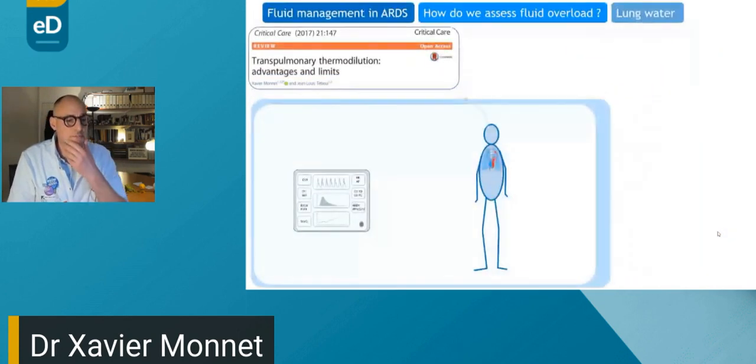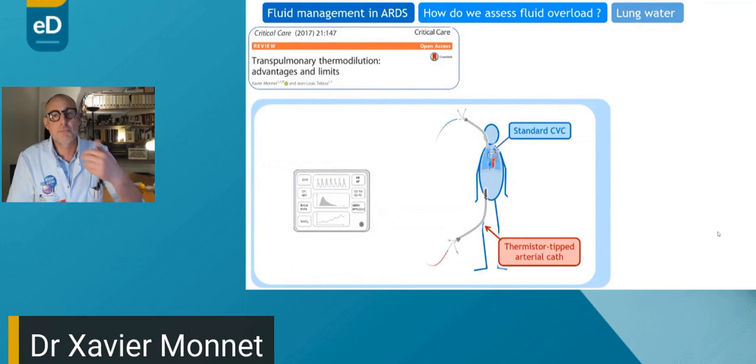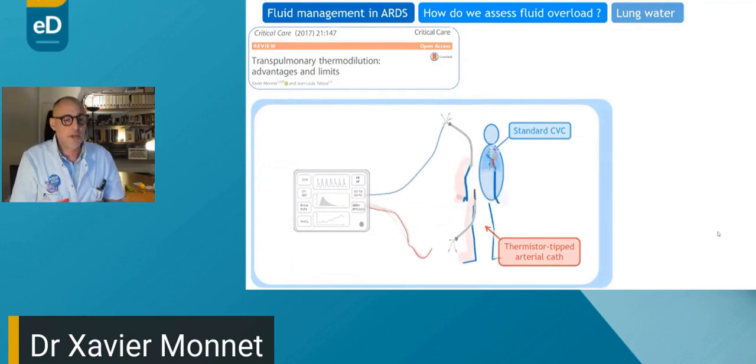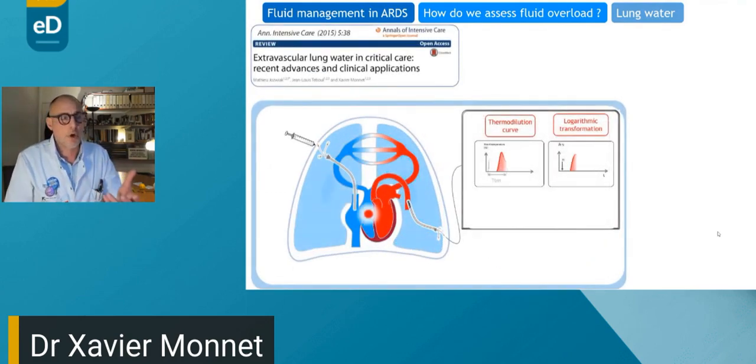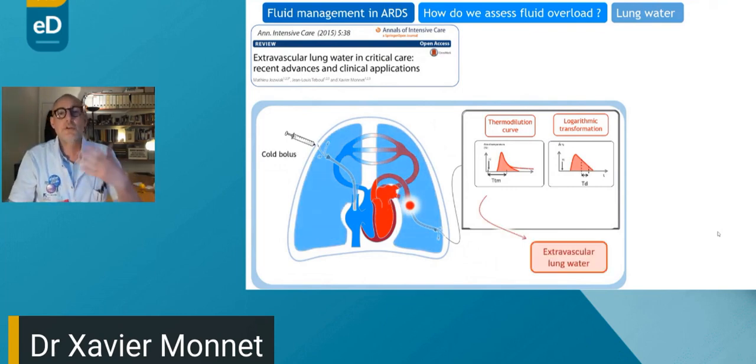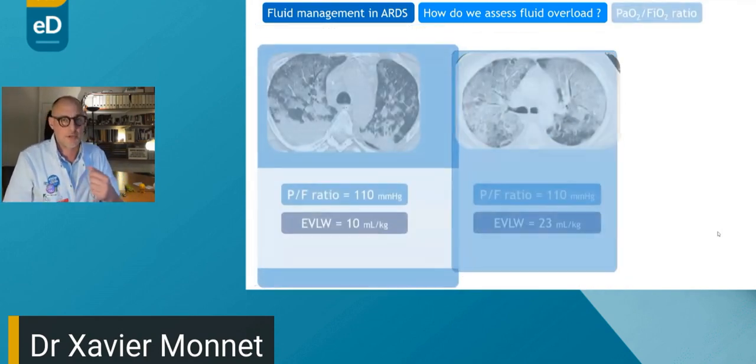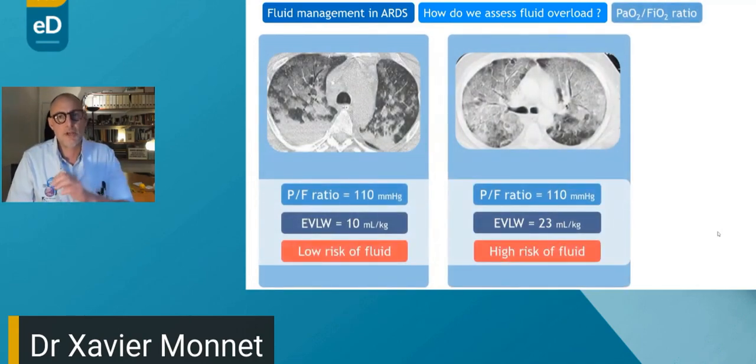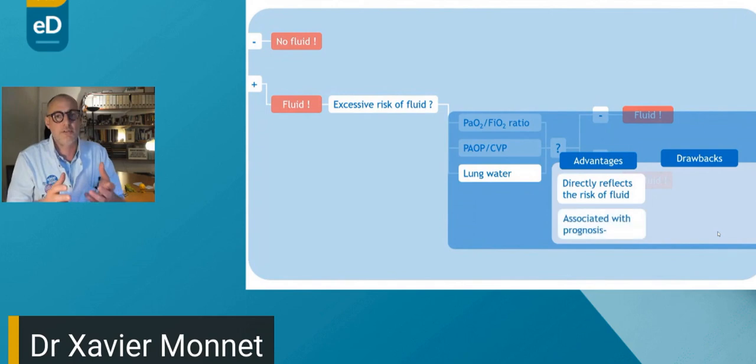And you know that it is possible with these transpulmonary thermodilution devices, where you inject a cold bolus in the patient. It estimates several intrathoracic blood volumes, including the extravascular lung water. And I don't show these studies, but we have arguments today to tell us that it is a reliable estimation of lung water. And of course, it is better than the PF ratio to assess the risk of fluid administration, because it is elevated only in case of lung edema.